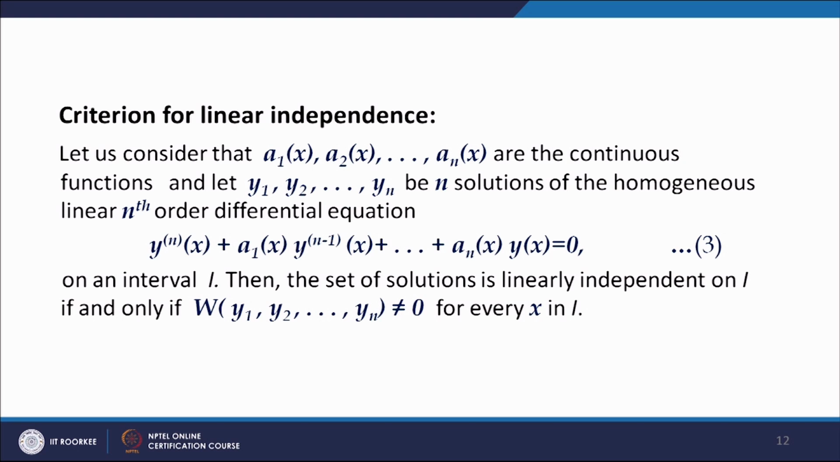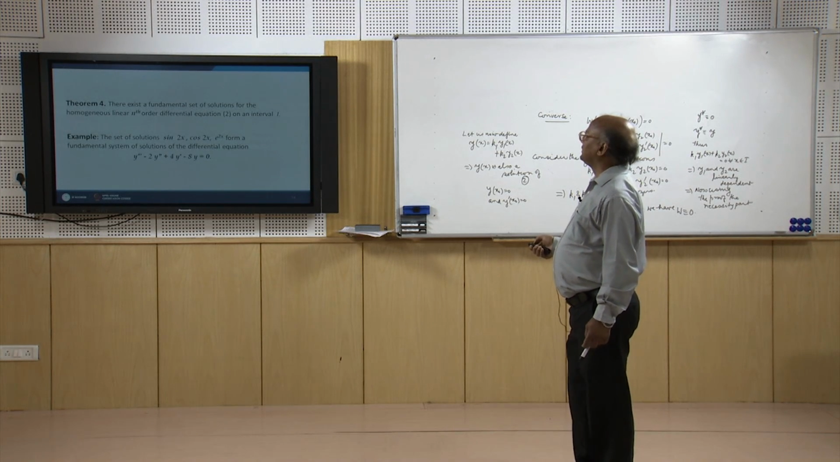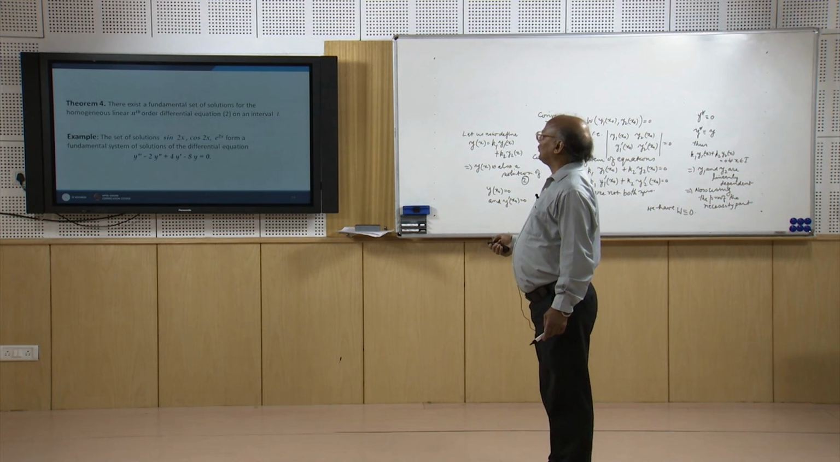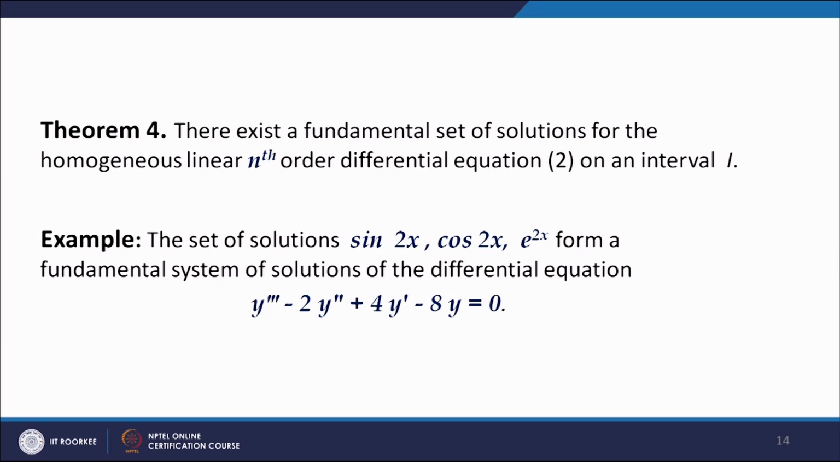Now a set y1, y2, ..., yn of n linearly independent solutions of the homogeneous nth order differential equation on interval I is called a fundamental set of solutions, and it can be shown that there exists a fundamental set of solutions for the homogeneous linear nth order differential equation on an interval I. As an example, we can consider the set of solutions sin 2x, cos 2x, e^(2x). We can easily check that these three functions are solutions of this third order homogeneous linear differential equation, and they form a fundamental set.